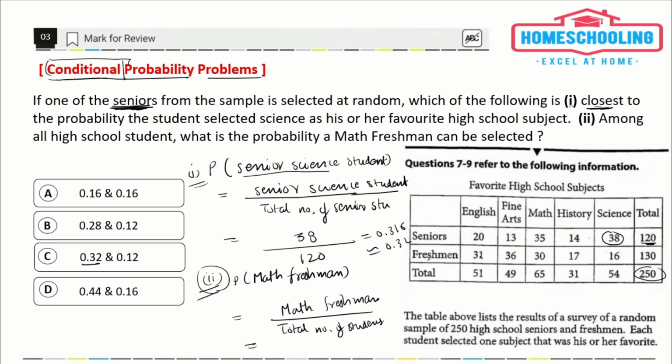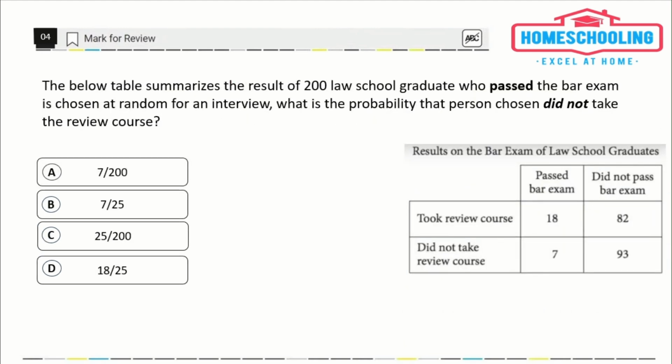So how many math freshmen are there? Math freshmen are 30 and the total number of students is 250. So 30 divided by 250 is going to be 0.12. So option C is your correct answer. Now let's move on to the next question.